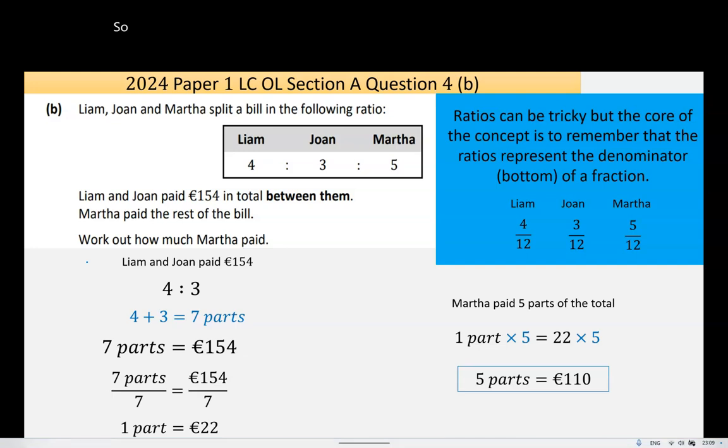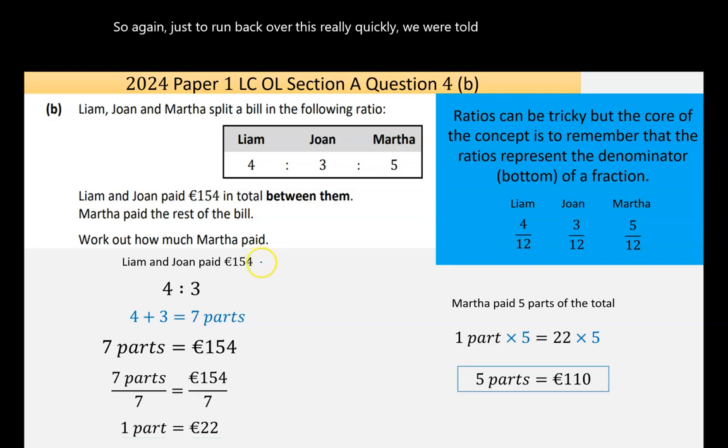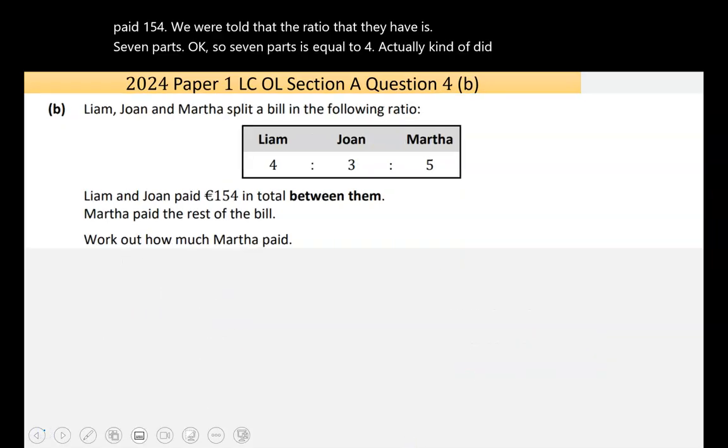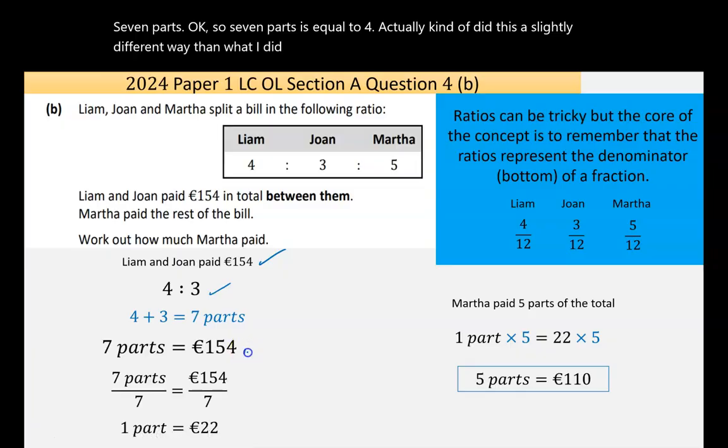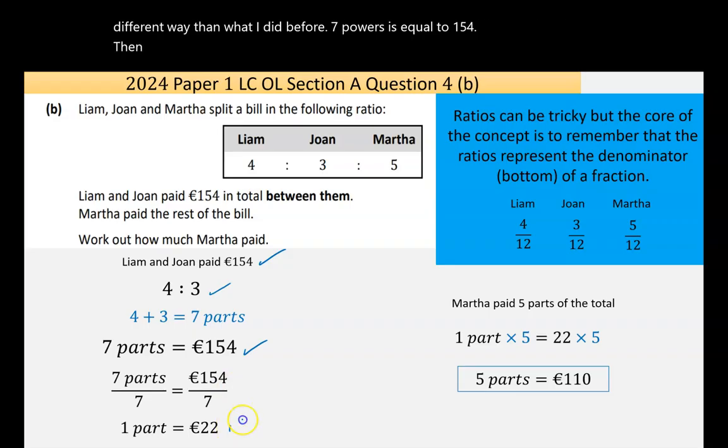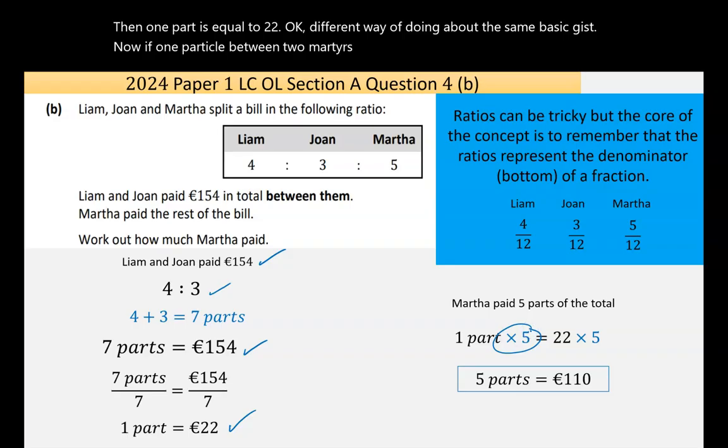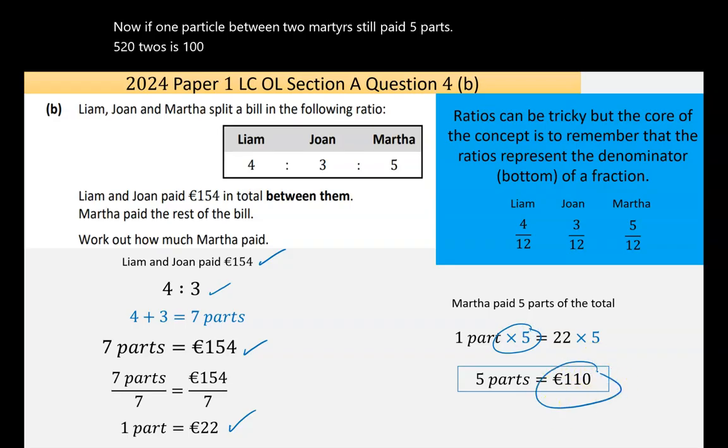So again, just to run back over this really quickly, we were told that Liam and Joan paid 154. We were told that the ratio they have is 7 parts. So 7 parts is equal to 154. I actually did this a slightly different way than before. 7 parts is equal to 154, then 1 part is equal to 22. A different way of doing it, but same basic gist. Now, if 1 part is equal to 22, Marta still paid 5 parts. 5 times 22 is the 110. So that's part B.